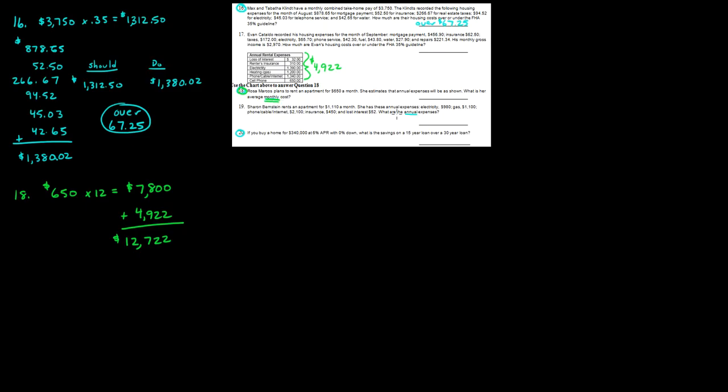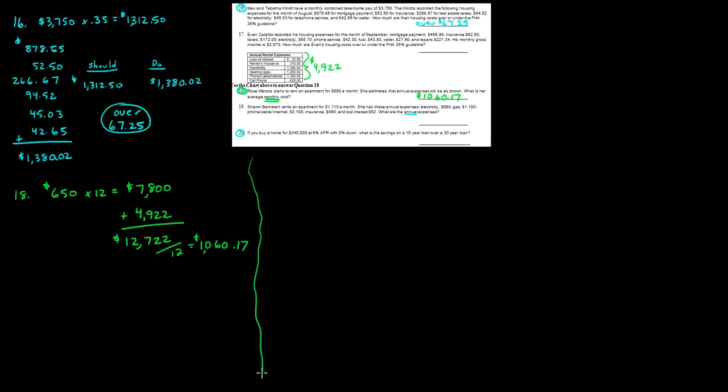But the question is, what is the monthly cost? The annual cost is number 19. 18 is asking the monthly cost. So I have to divide this by the number of months in a year, which is obviously 12. And that tells me that the average monthly cost is $1,060.17 for number 18. 19 is very similar to that.